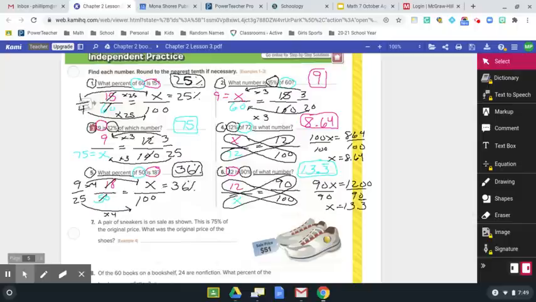So go ahead and pause the video. Look at these answers and the work. When you're done, you're going to unpause and we're going to try a couple more story problems together with percent proportion.